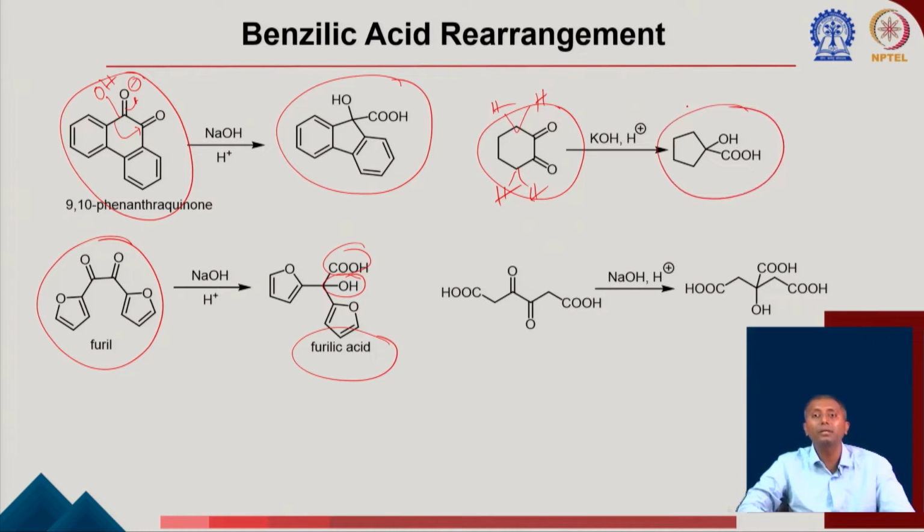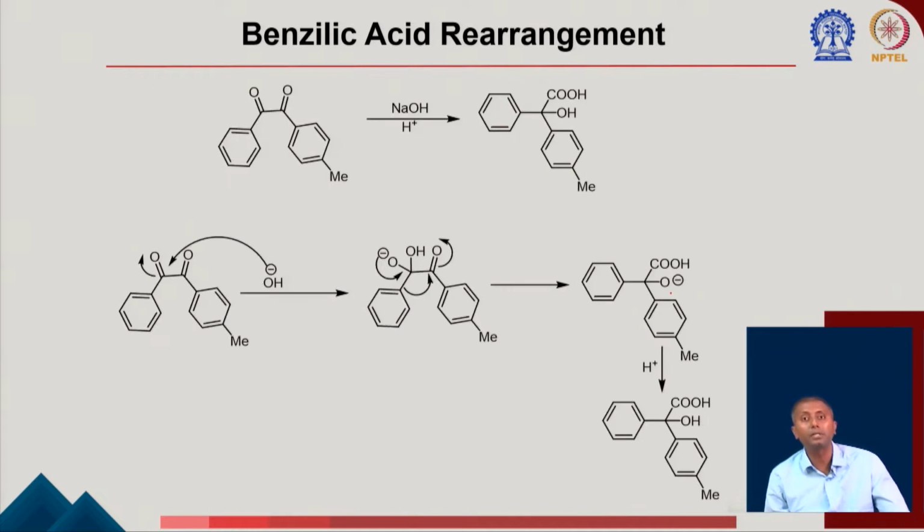So what we are observing in this example and this example is that there is a ring contraction happening. If you want to do a ring contraction, one of the options is you can make a dicarbonyl and treat it with NaOH, and it will give the corresponding carboxylic acid. And this can happen also in this example.